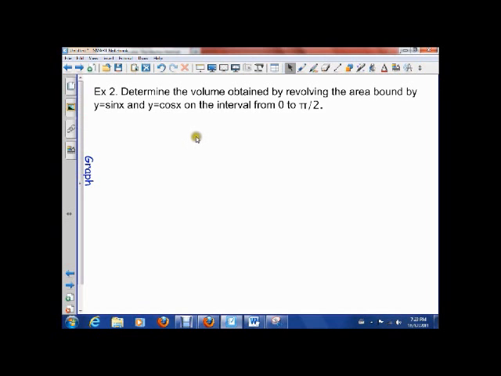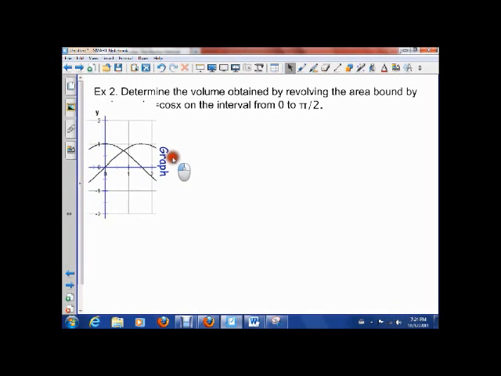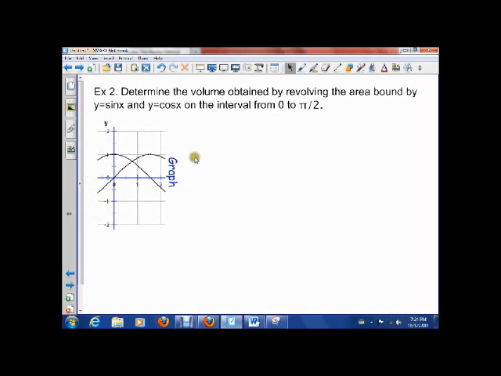So here we want to determine the volume obtained by revolving the area bound by y equals sine x and y equals cos x on the interval from 0 to pi by 2. Okay, so I've gone ahead and sketched this already, using a graphing program, and recognize that we're going from 0, so we're going to cut it off there, to pi by 2. Well, that's around 1.6, right? So we can cut it off there. Okay, so we're looking for this area and this area, and we're going to revolve it.